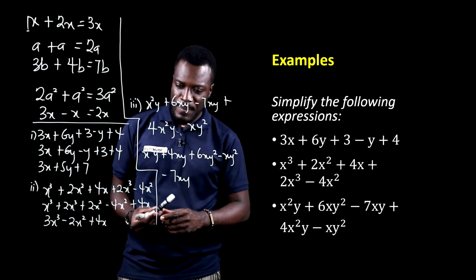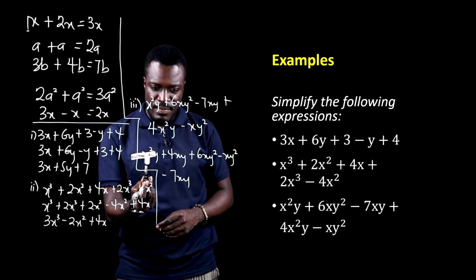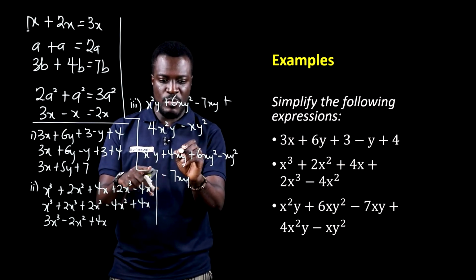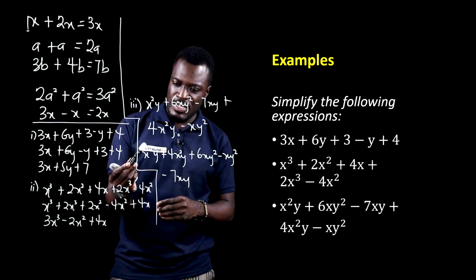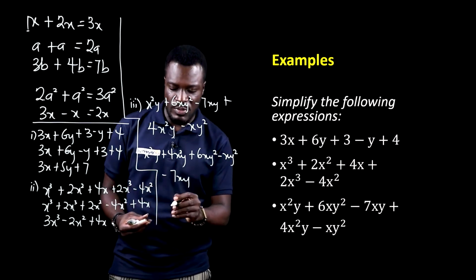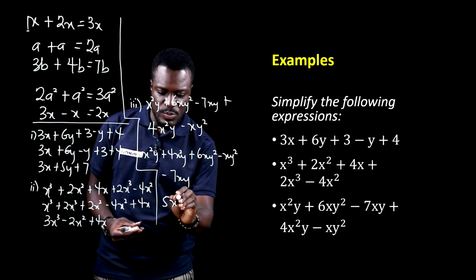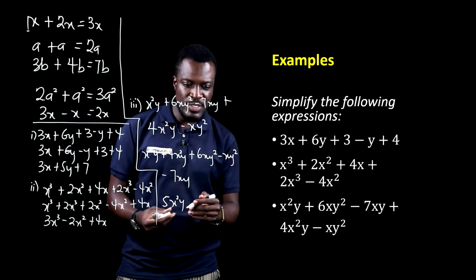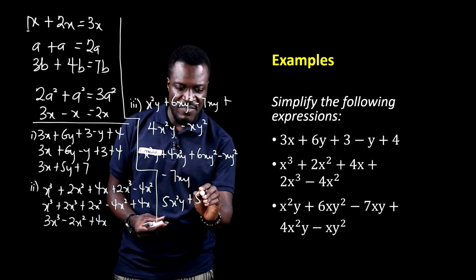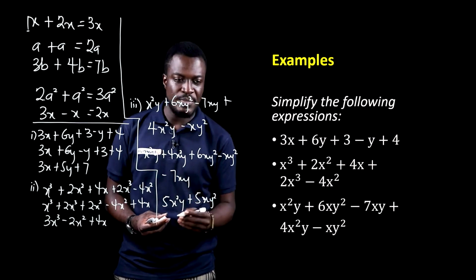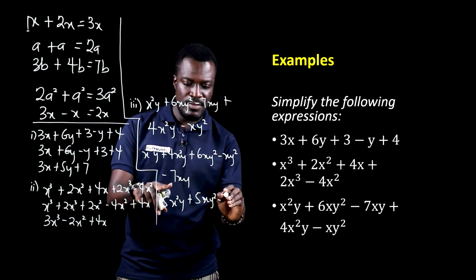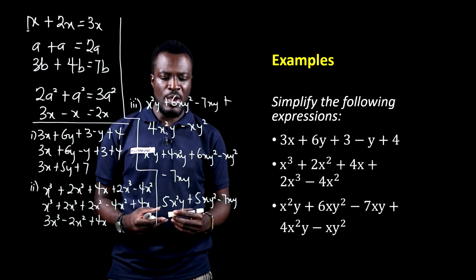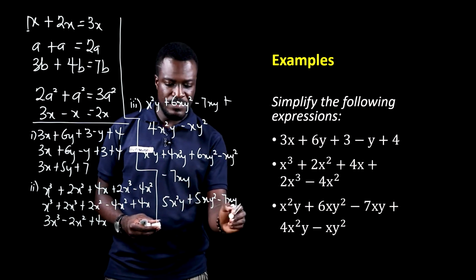Now let's simplify. The coefficient here is 1. So 1, this is squared. 4x squared y. Sorry. Now this is 1 plus 4 is giving us what? 5. So x squared y. 6 minus 1 is also what? 5. So plus 5xy squared. And then we have this one here. I hope you understand. So this is our final answer.